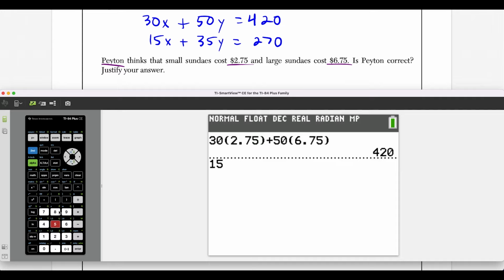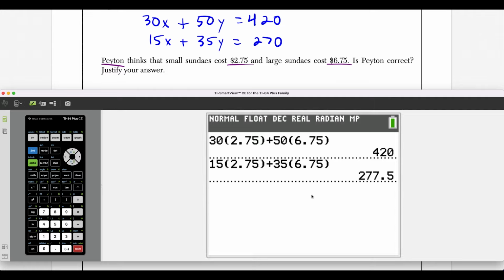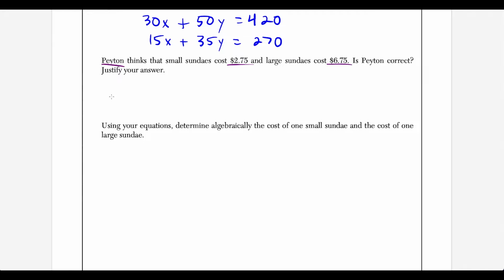So then we have to do 15 times 2.75 plus, and now we're going to use 35 times 6.75. And when we work this one out, this time around we get 277.5, which is not equal to 270. So Peyton is not correct, because when we plug into the second equation, we get a value not equal to 270.